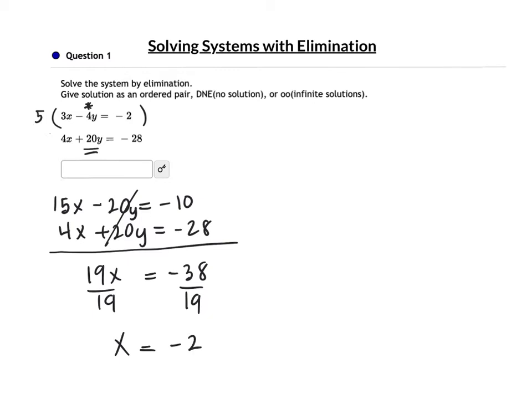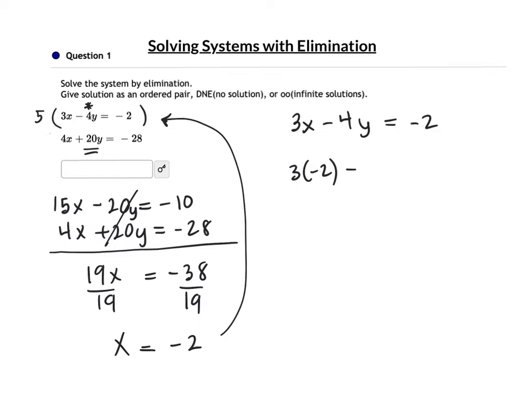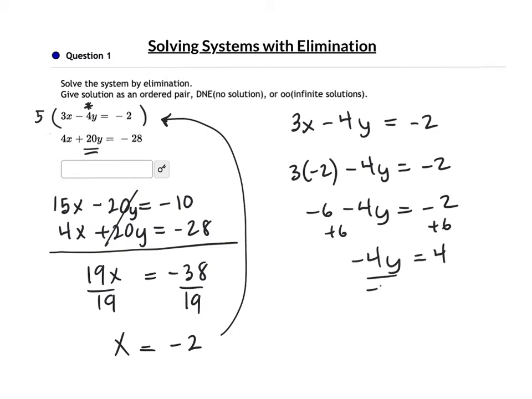Now our answer is an ordered pair. We only have one part of the ordered pair. So what I'm going to do is take that negative 2 and plug it in one of the equations. I'm going to use the original equation up top because it looks like it has the smallest numbers. It doesn't matter, either equation will work. 3 times x, which is negative 2, minus 4y equals negative 2. That's negative 6 minus 4y equals negative 2. Add 6 to both sides. Negative 4y equals 4. Divide by negative 4. And you see that y would be negative 1. So the solution to this system is negative 2, negative 1.